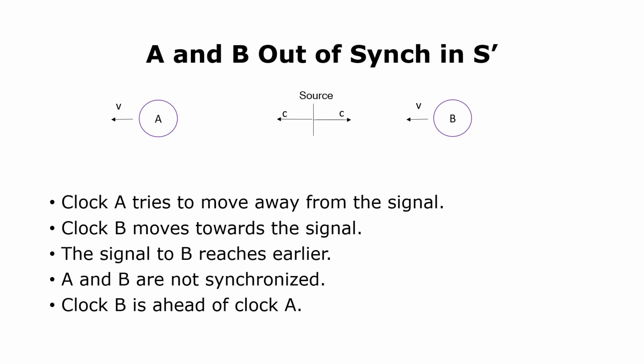This means reading in clock B is set to 0 earlier than the reading in clock A. When reading in clock A is set to 0, by that time reading of clock B becomes more than 0. So clock B will be ahead of clock A. In other words, clocks A and B are not synchronized according to frame S prime.